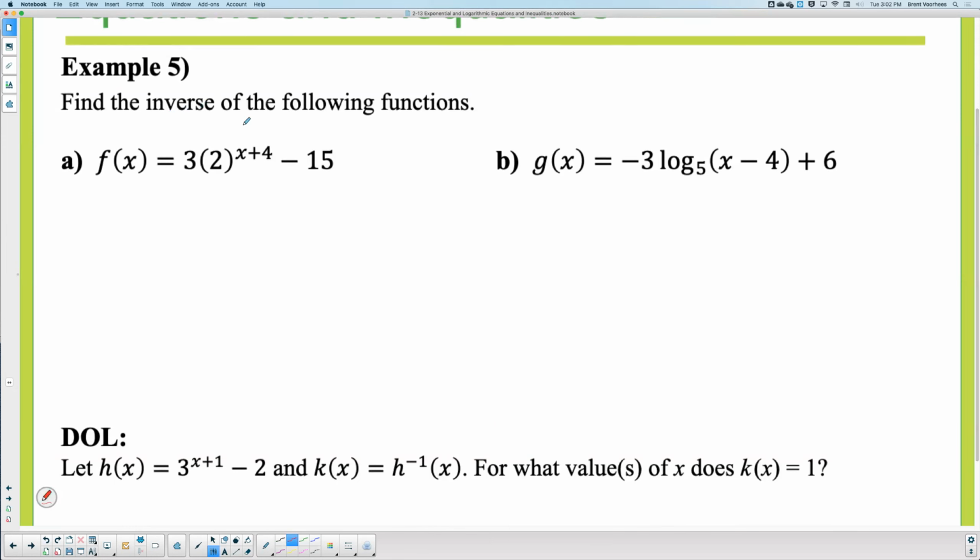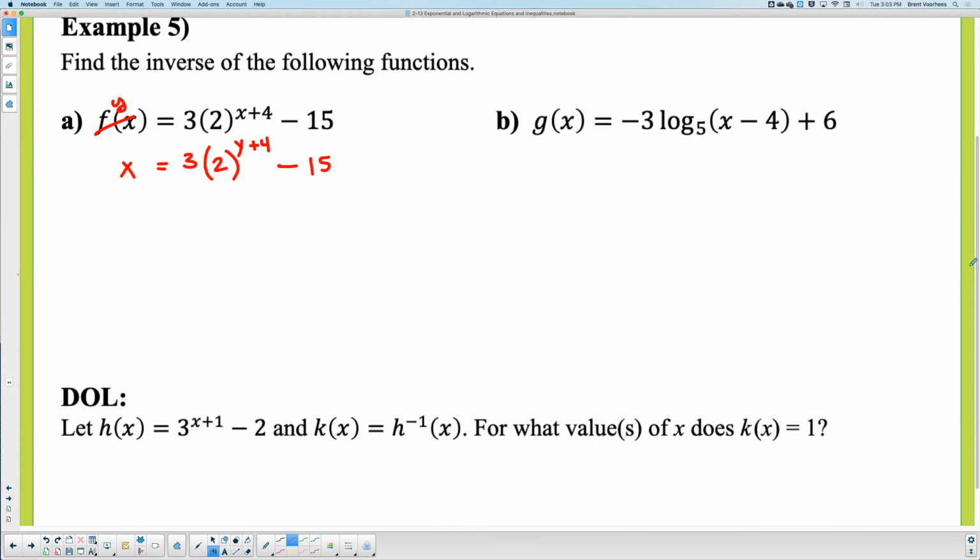And remember, inverse means we need to switch x and y. So f of x is represented here by y. So the first thing to do would be to exchange x and y. That's step one when solving an inverse: you switch your x and y, and then from here you solve for y. Okay, so if I wanted to isolate this y, I need to first get rid of this negative 15. So I'm going to add 15 to both sides.